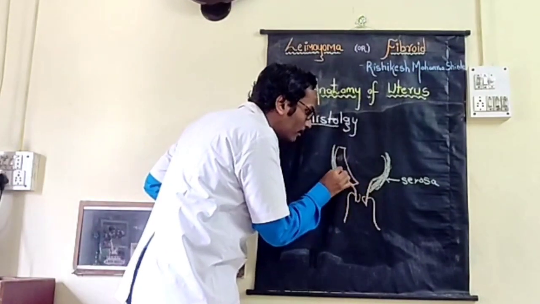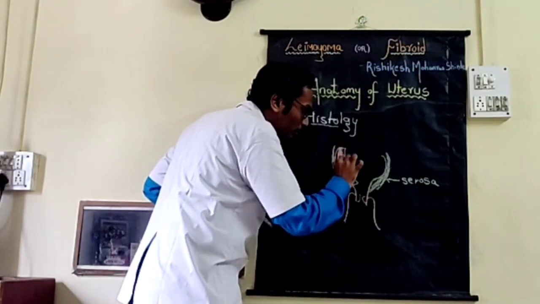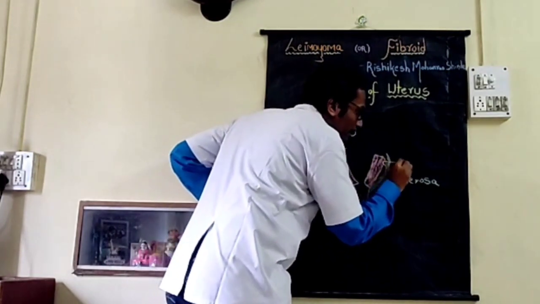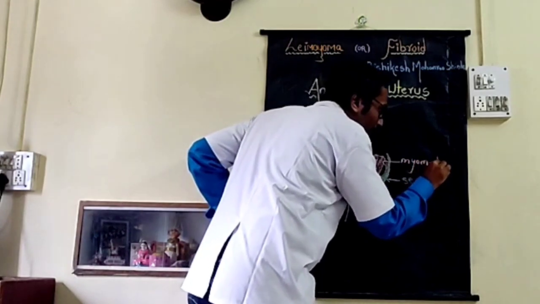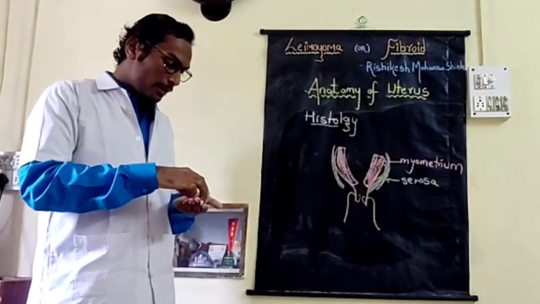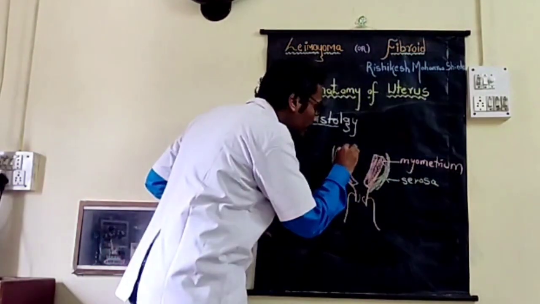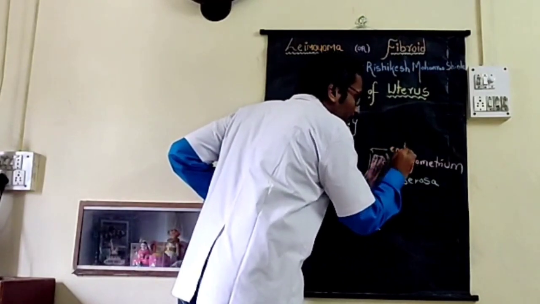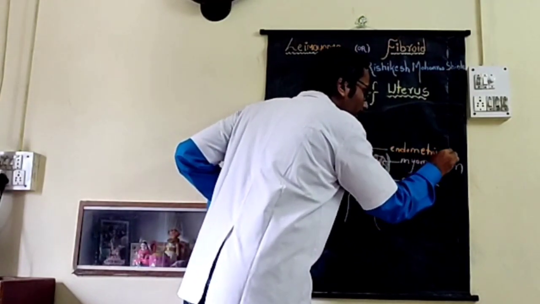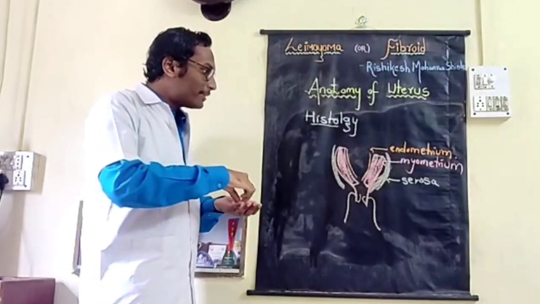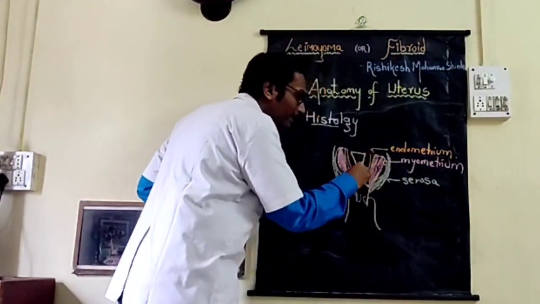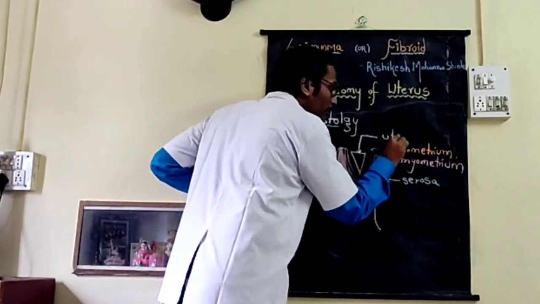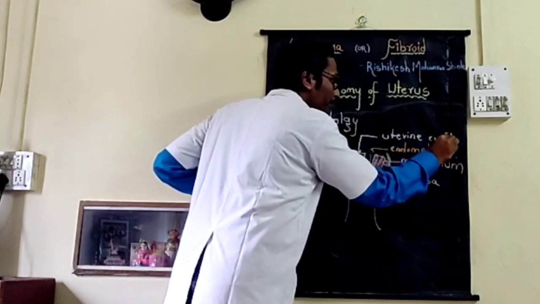The inner layer, in this red color, is called the myometrium. The innermost layer of the uterus is called the endometrium. And the cavity which you see here is called the uterine cavity.